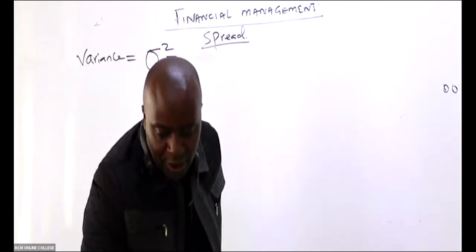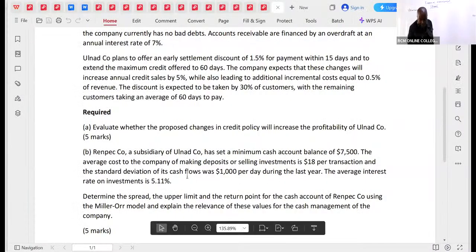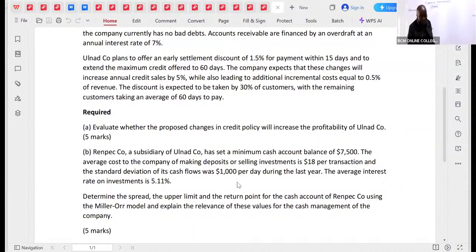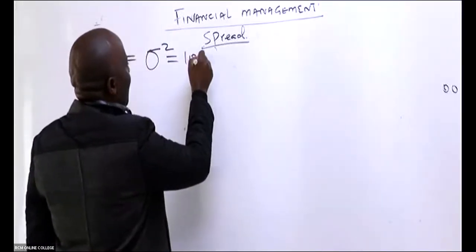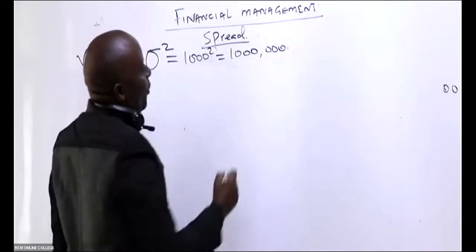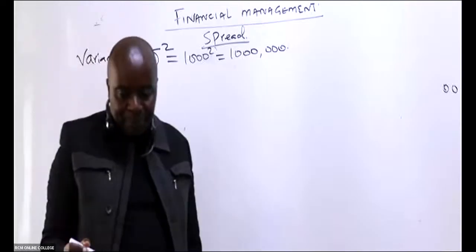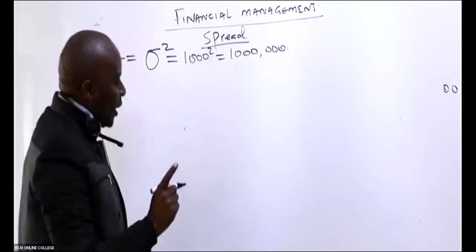Let me just share this on my screen. So you can see here, they have told me the standard deviation of its cash flows is 1,000 per day. Remember, it must be daily. So the variance will be 1,000 squared, which gives us 1 million. The other thing that I would expect is the transaction cost.